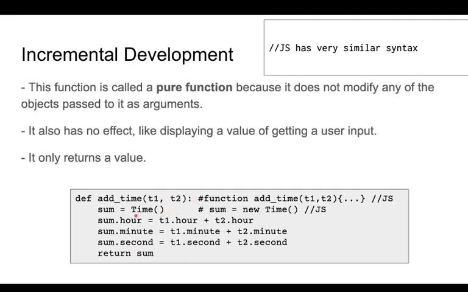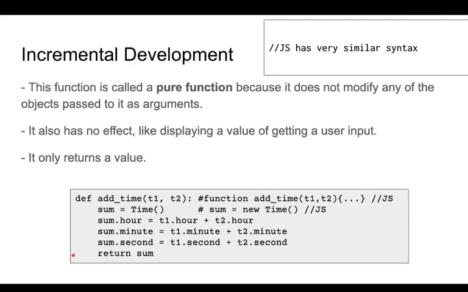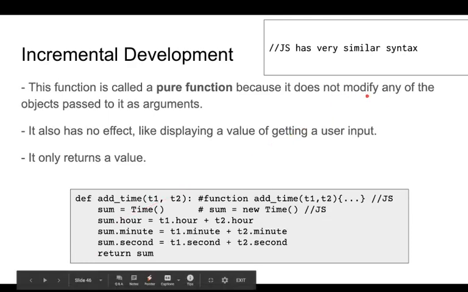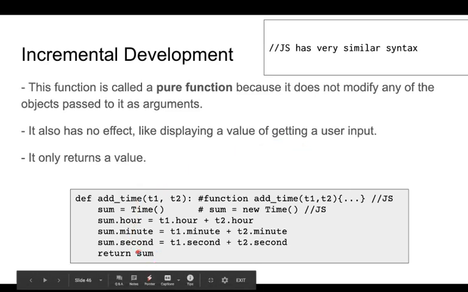And it's this part, the first line up here, and this last line of the return, that makes this particular function a pure function, because it doesn't modify any of the objects passed to its arguments. It doesn't have any effects, and an example of an effect would be displaying a value or getting user input. It only returns a value. That's all it does.